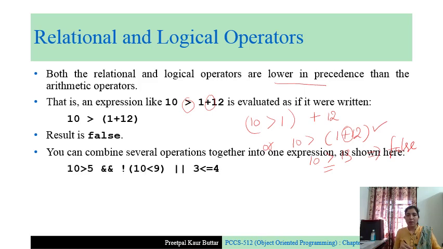So here is another example. Here we are combining several operators. We have greater than, we have this logical and, logical not, then less than operator, or operator, then again these relational operators less than equal to. So can you figure out the result of this expression? The result is true. How? Try to write a program and then verify why the result is true.